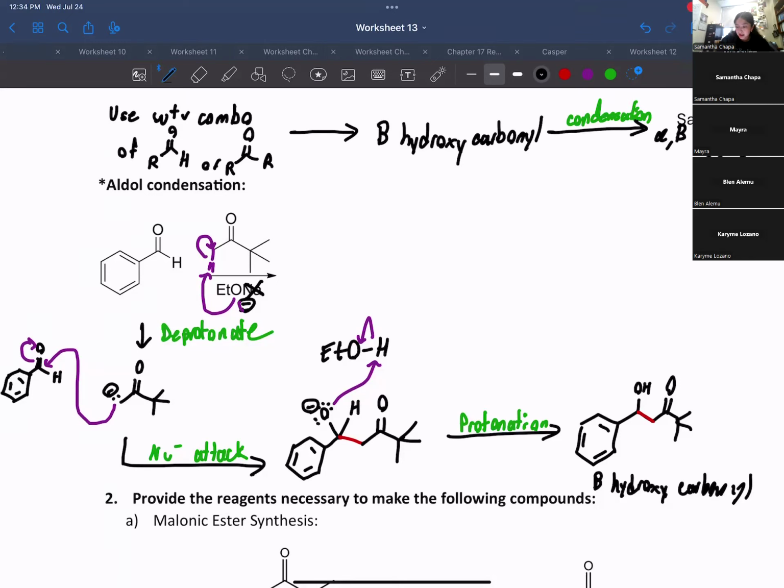It's important that you know these two steps, because on your test, they can just say, what's the product for the aldol? What's the aldol product? And then they can also say, what's the aldol condensation product, which is going to be two different things. So right now we have the aldol product, but now we have to condense. So you're going to do the E1CB part of this mechanism.